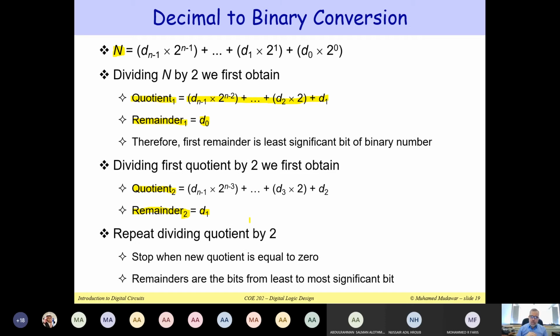So this is why we repeat dividing the quotient by 2 until the quotient becomes 0. We stop when the quotient becomes equal to 0. The remainders become the bits of the binary number. The first remainder will be the least significant digit, and the last remainder will become the most significant digit of the binary number. So this is basically an explanation of why division by 2 is the method to obtain the bits of the binary number.